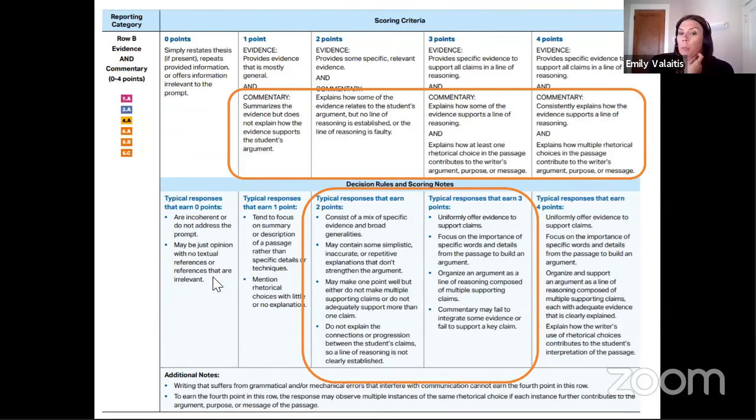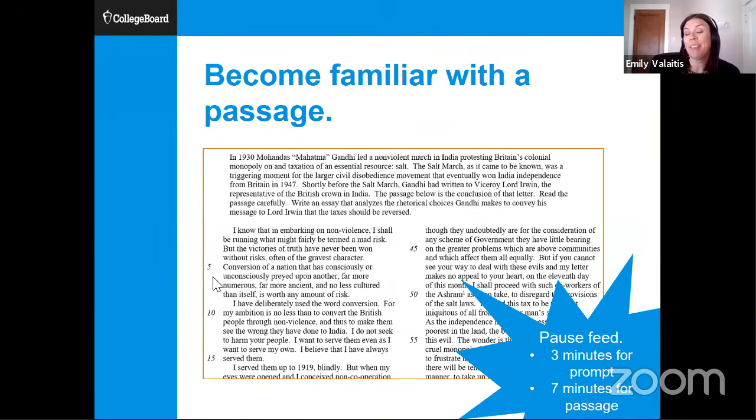I also love this bullet point that commentary may fail to integrate some evidence or fail to support a key claim, meaning they aren't analyzing all aspects of the example or not supporting the claim. The evidence does not fully support the claim. And I highlight that because a 3 still has room to grow too, but you'll notice that it is much more specific and it has more commentary to it.